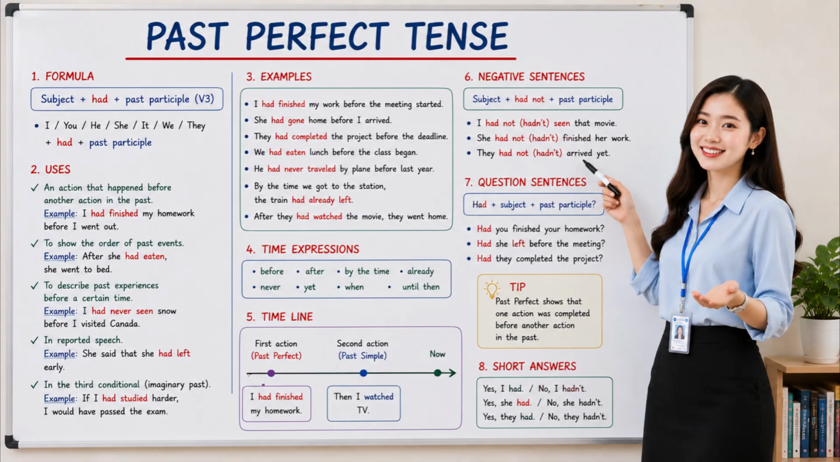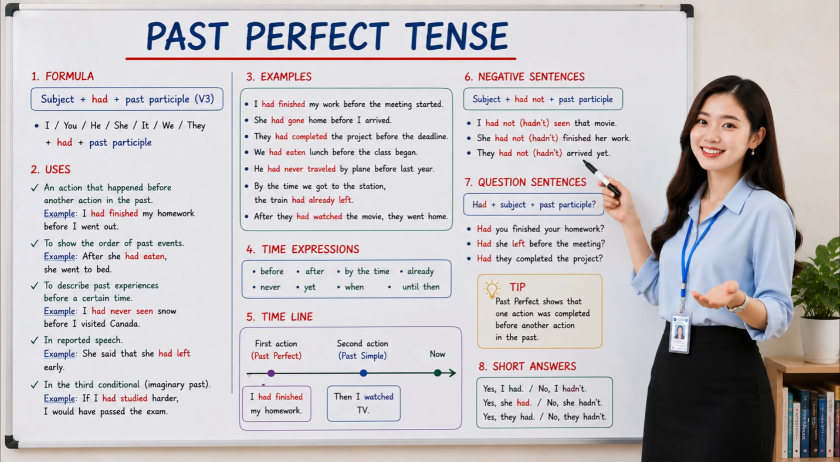Imagine that you arrived at the station and discovered that the train had already left. In this situation, there are two past actions. The train left, and then you arrived. To show that the train left first, we use the past perfect tense and say, "The train had left before I arrived." This makes the order of events easy to understand.